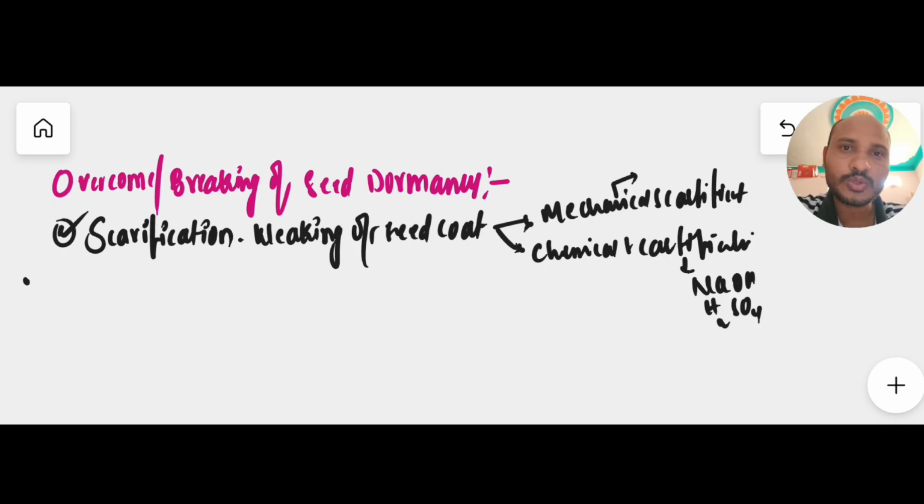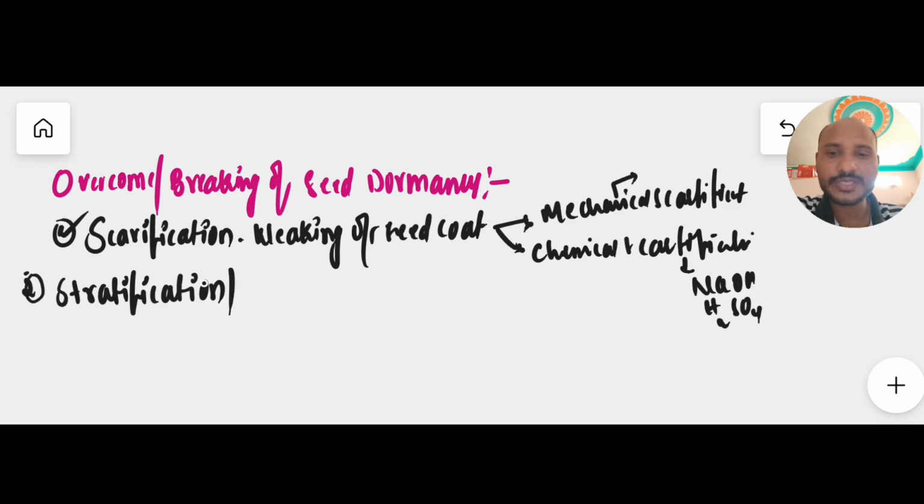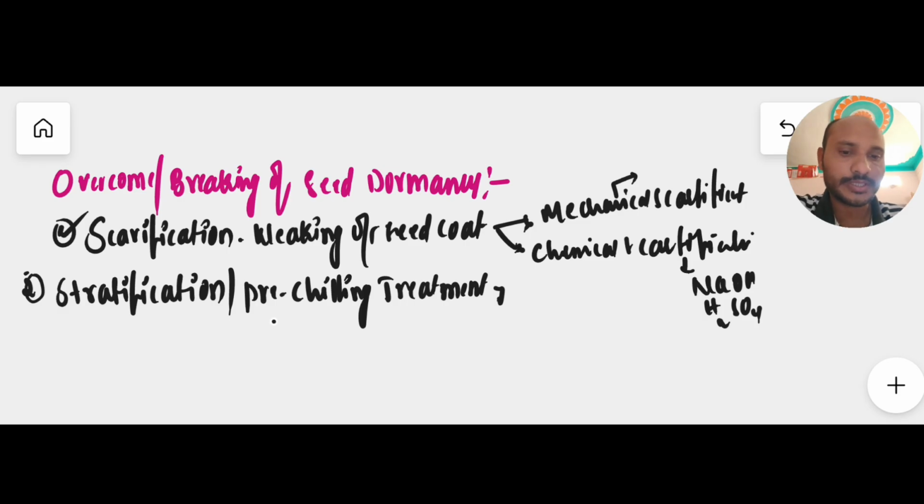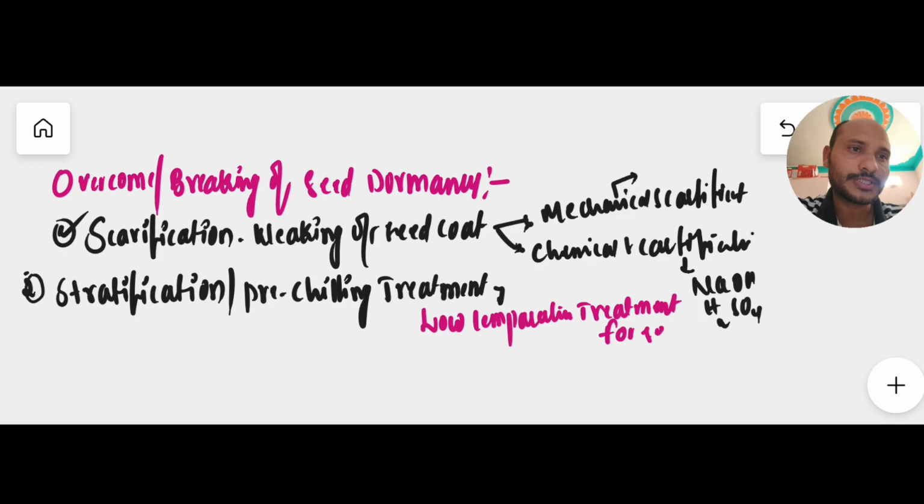Now the second and most important method to overcome or break the seed dormancy is stratification. Very important, that is stratification. So this stratification is also called pre-chilling treatment. In this method we use low temperature. In pre-chilling treatment or stratification, we use low temperature treatment for seed germination.